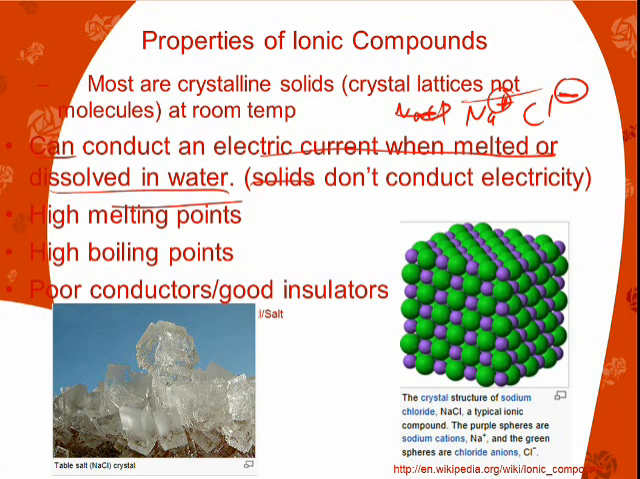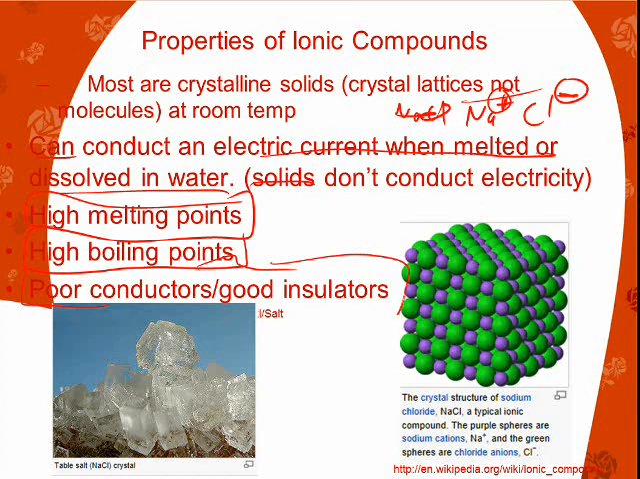Now, ionic compounds have very high melting points. That means they will melt at a very high temperature, and they have high boiling points, and they will go from a liquid to a vapor, or liquid to a gas, at a very high temperature. They are poor conductors, and we're talking about the solids here, but they're good insulators. And usually, if you're a poor conductor, you're a good insulator, or vice versa.